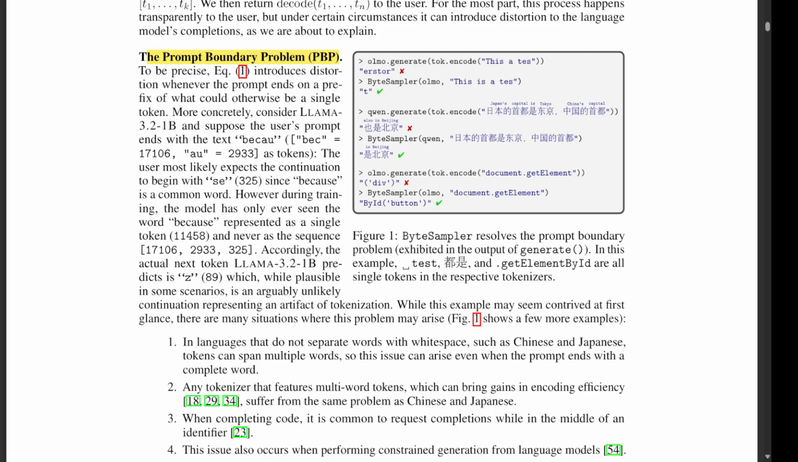But byte sampler isn't just a clever fix for a frustrating problem. Its ability to convert these BPE tokenizer models into byte-level models, effectively unifying their vocabularies, unlocks several truly exciting and, I think, innovative applications for how we can use language models.